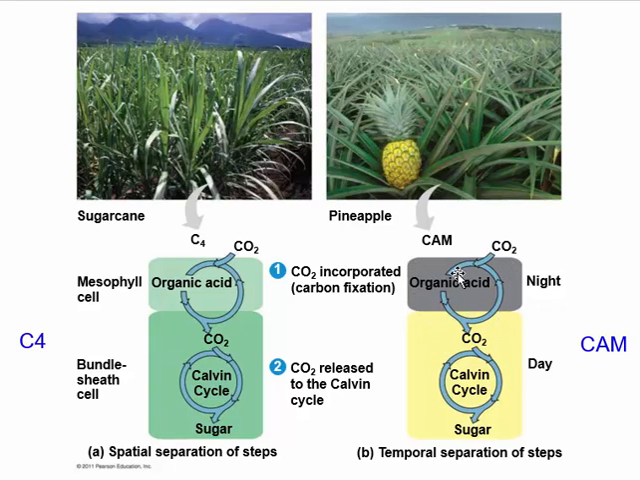So CO2 is fixed at night when those stomata can open up and take it in from the atmosphere, and then fixed into an organic acid. And then during the day, stomata are closed to preserve water, and CO2 can be chipped off of these organic acids and now fed into the Calvin cycle at that time.